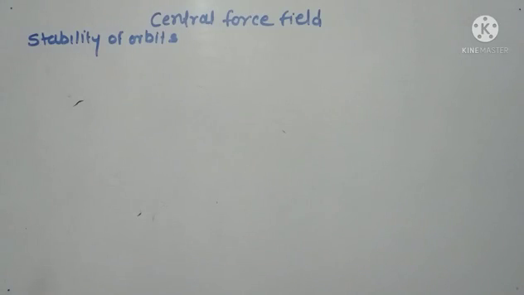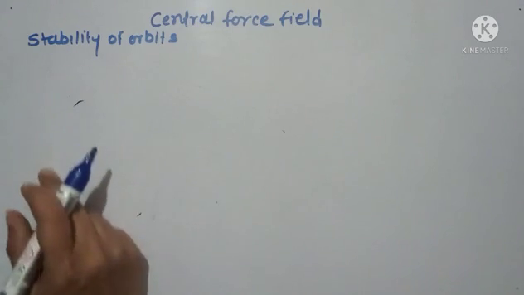In the last lecture, we have seen the nature of the orbit in a central force field, and we have also derived the equations for the different shapes of the orbit. Now we are going to deal with the stability of the orbits.